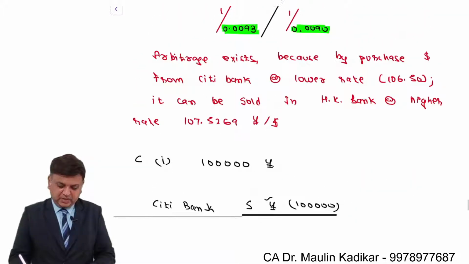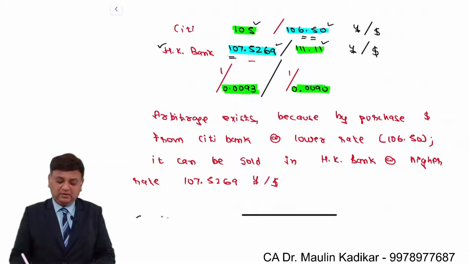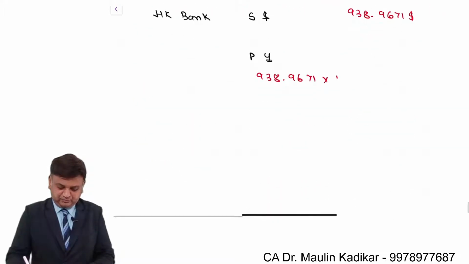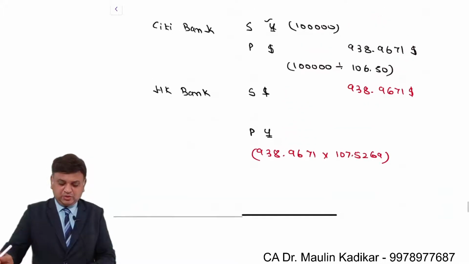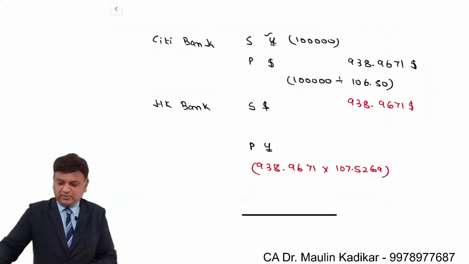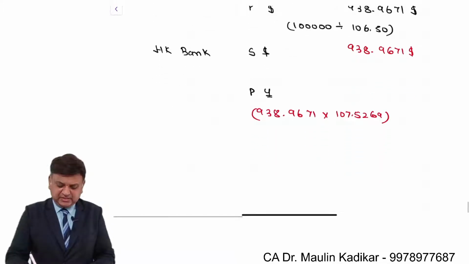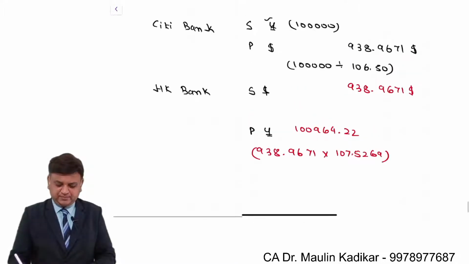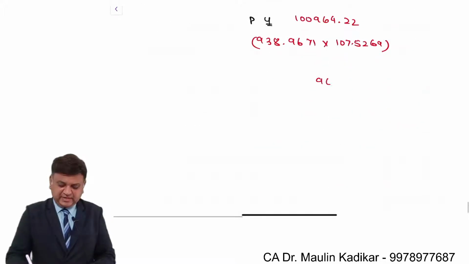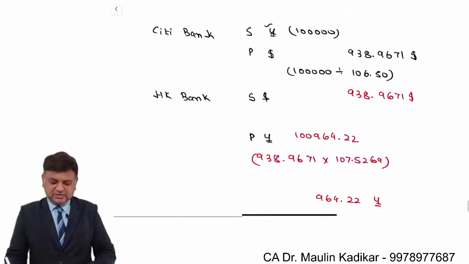What is the amount? 107.5269. So please use your calculator, 938.9671 into 107.5269. It is 1,00,964.2214. So let me take double two. So it is a gain of 964.22 yen. This is the way we understand that you will make a gain.